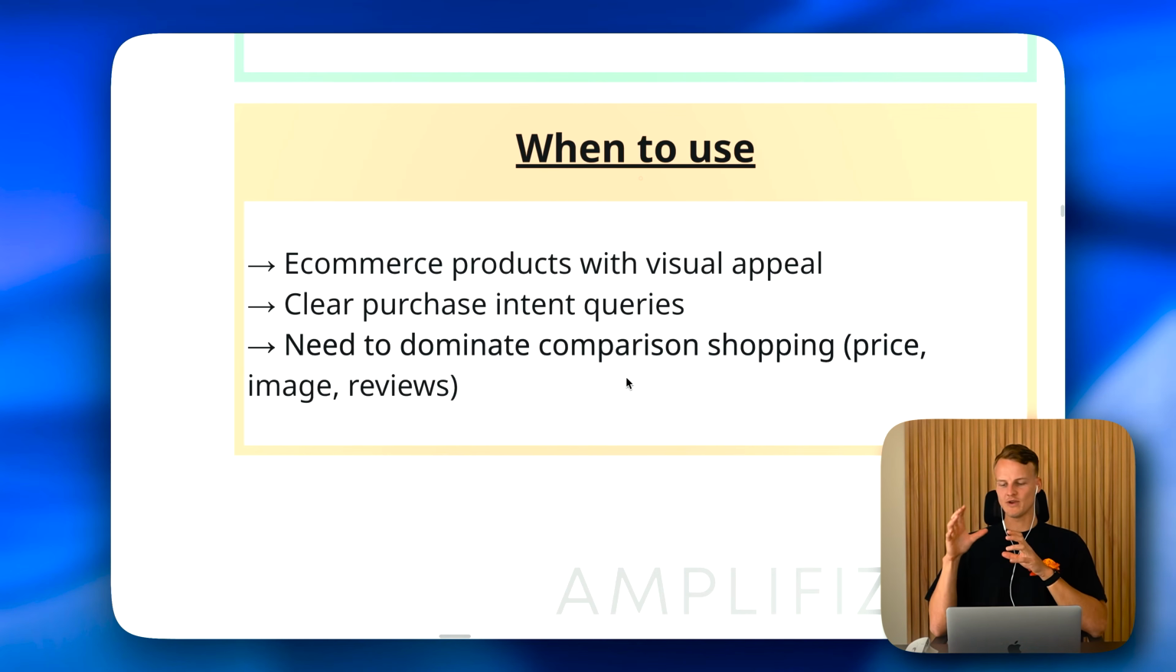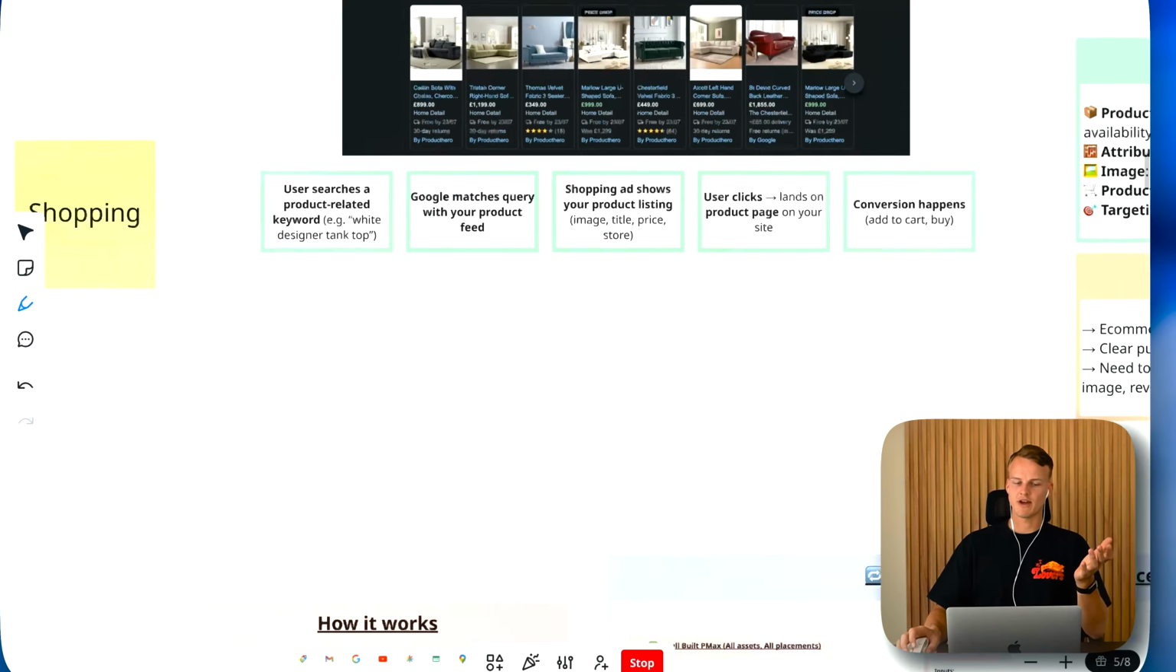So if somebody is looking for a product specifically and you sell the exact same product as your competitor, you want to make sure that you are priced competitively as well, because otherwise the person will just click on your competitor, right? So those are shopping ads.